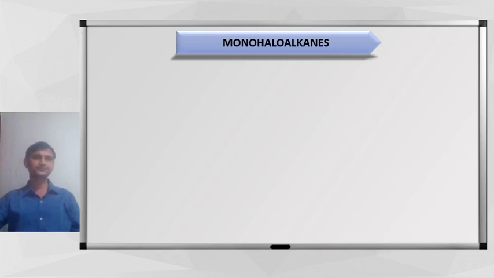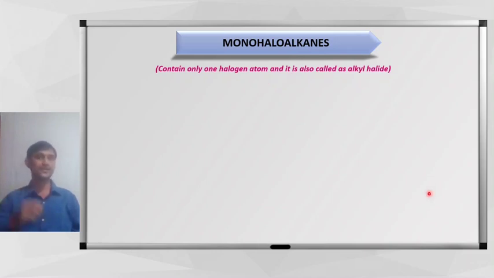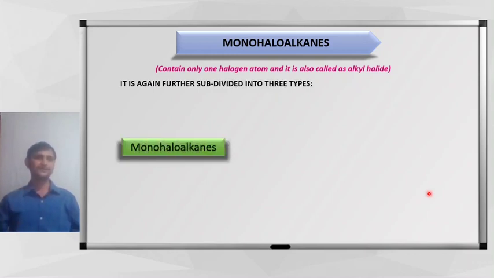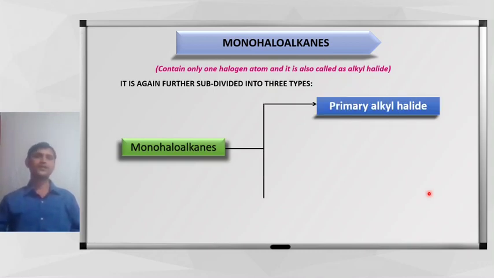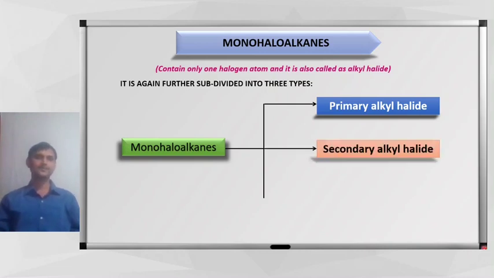Now see, monohaloalkanes contain one halogen atom and are also called alkyl halides. See, they are further divided into three types. We look at it in chart format. This is the monohaloalkanes, further divided into three types: primary alkyl halide, secondary alkyl halide, tertiary alkyl halide.